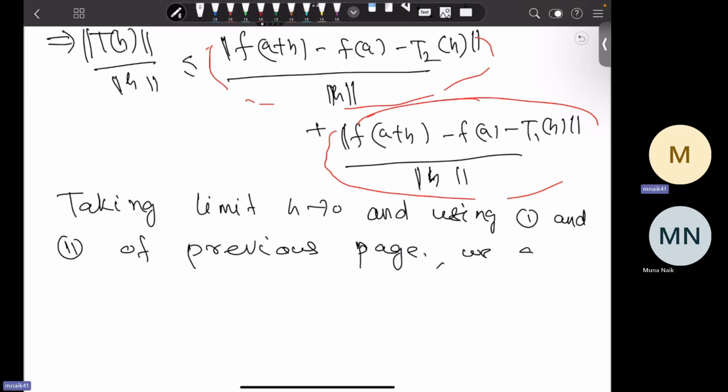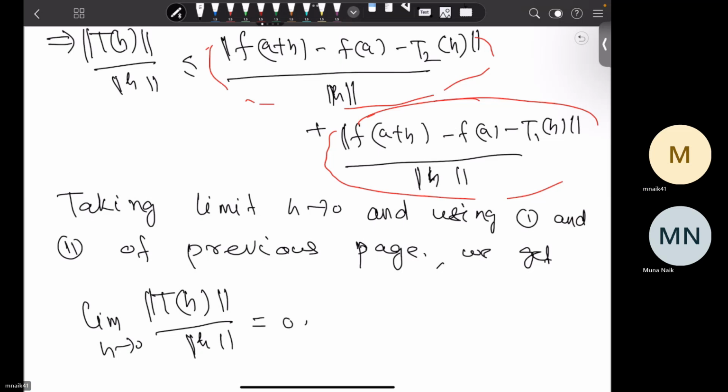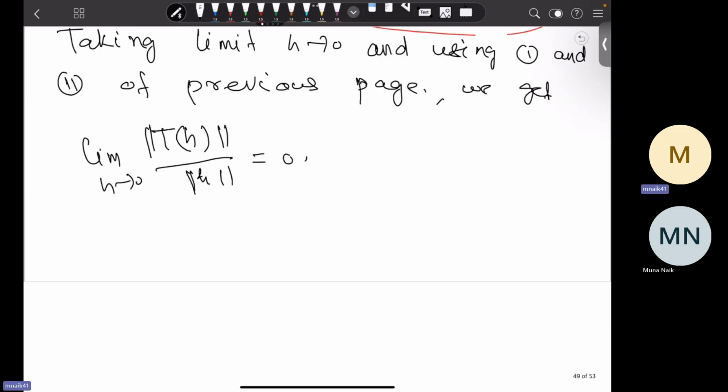So we get this thing, norm of th by norm of h. This limit tends to 0. Okay, now what do I have to show? I have to show that t is equal to 0. Okay, so t0 is always 0, because t is a linear map. So as t is linear, t0 is equal to 0.